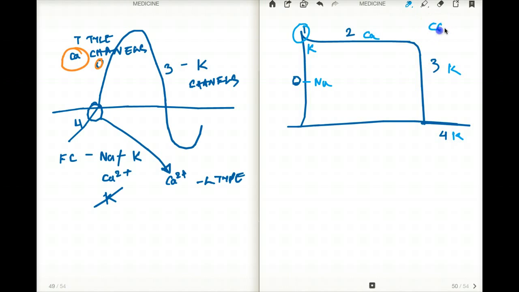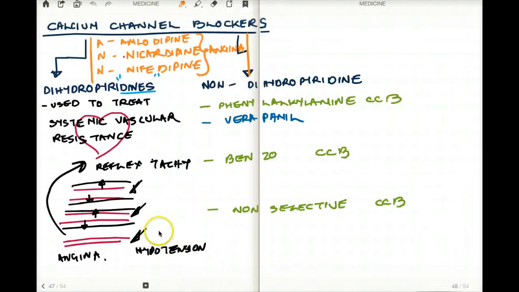So if we use a calcium channel blocker, where do you think it is going to be most effective? It's going to be most effective at phase 2. So phase 2 in the ventricular cell, phase 0 on the pacemaker cells, if we did use calcium channel blockers. Okay, so let's go back to our non-dihydropyridines.